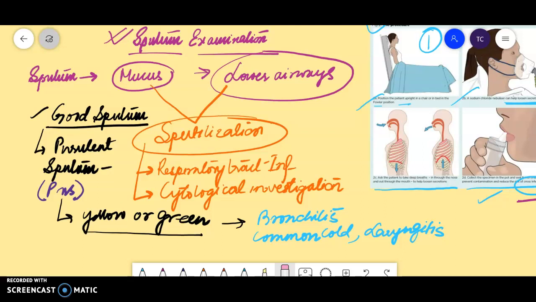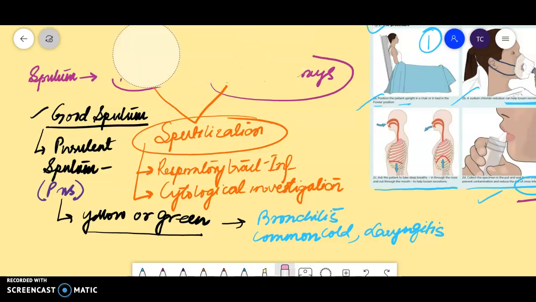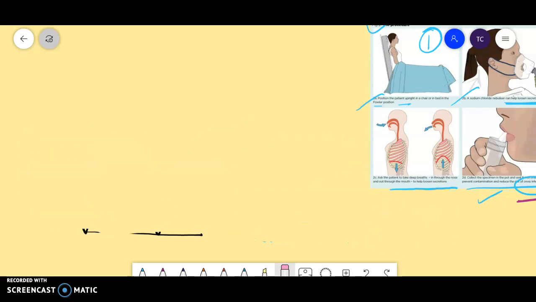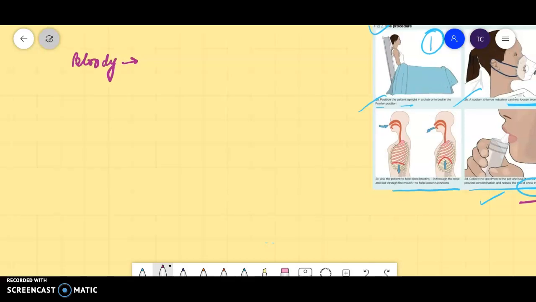I have told you about the physical appearance, just to give you a brief description of how you can determine diseases from the sputum. If it is bloody sputum, blood is coming out, so what can be the inference? It may be pulmonary TB.